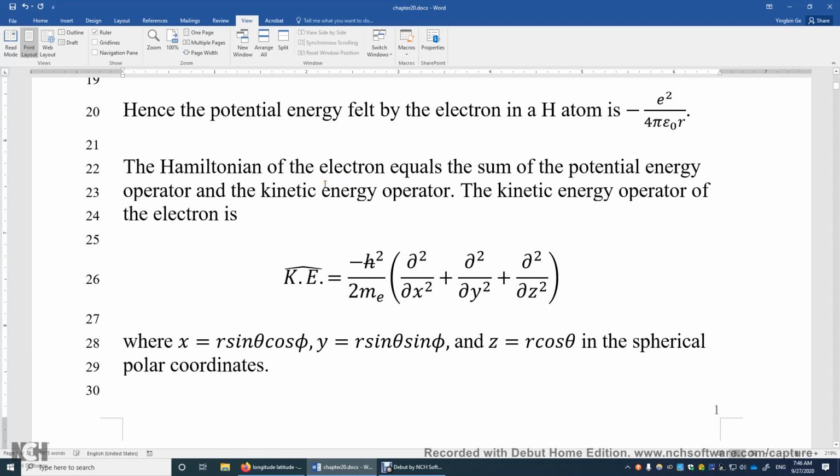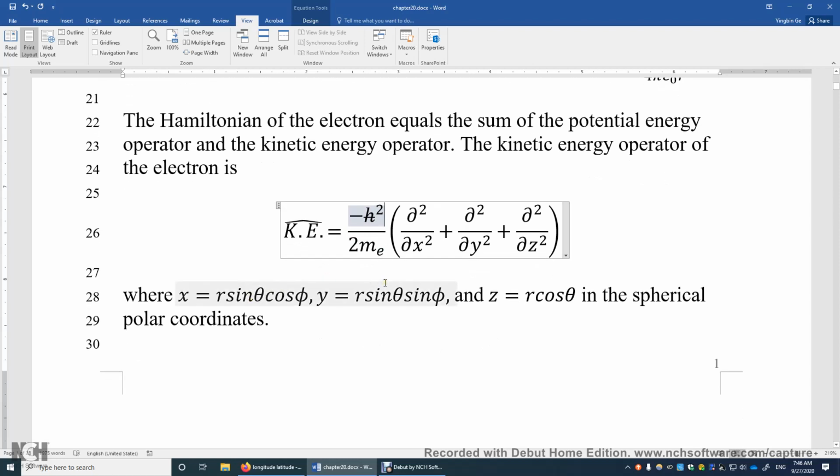What about the kinetic energy of the electron? Well, this electron can move in all 3 dimensions. Therefore, the kinetic energy operator of the electron is this: negative h bar squared over 2 m sub e times the sum of these 3 second derivatives. M sub e is the mass of the electron. It's roughly 9.11 times 10 to the power of negative 31 kilogram. H bar is the reduced Planck constant.